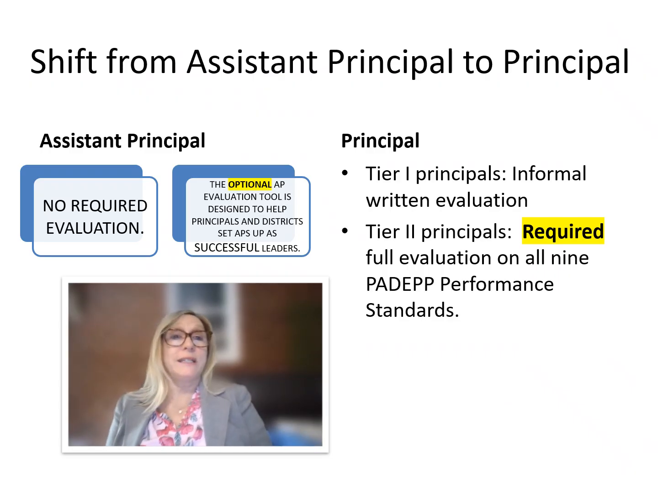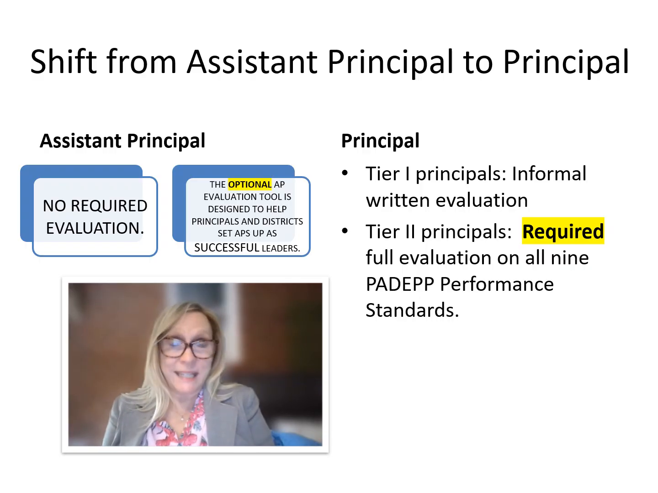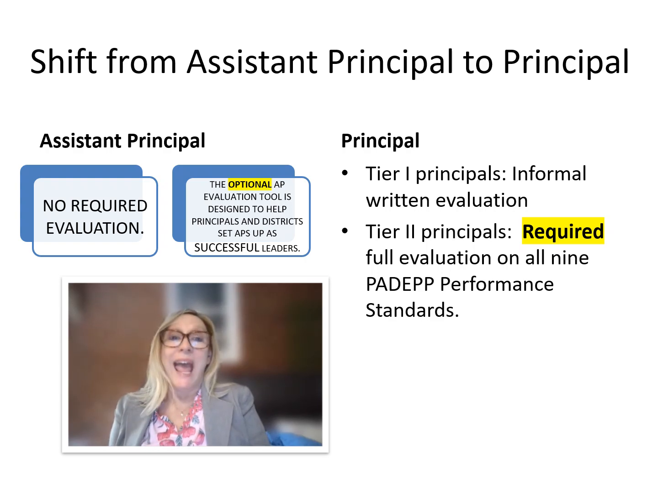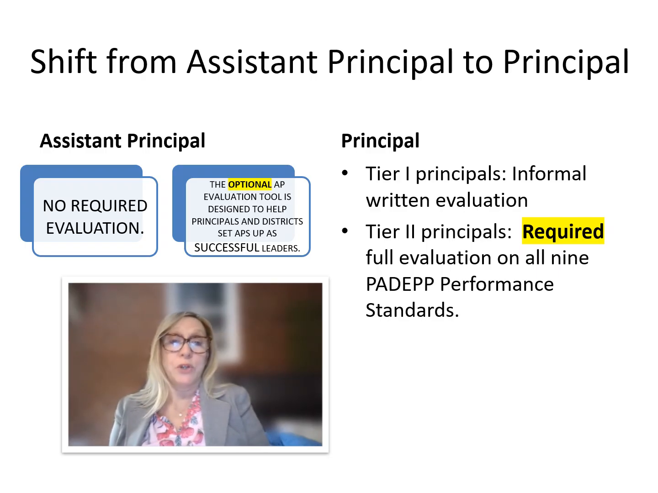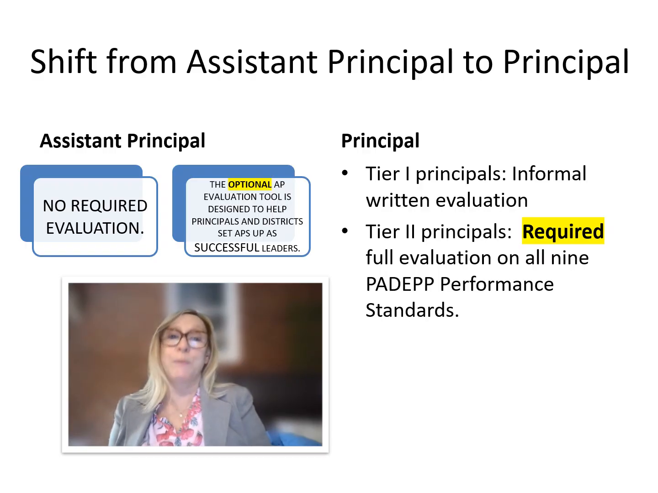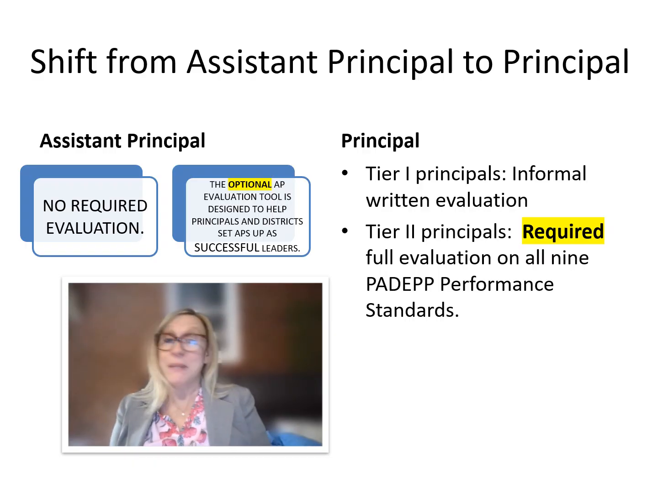So let's talk for just a second about the shift from assistant principal to principal. When you are an assistant principal, as you are now, there is no required evaluation. However, there is an optional AP evaluation tool that can be used to help set our principals up for successful leaders as principals. But remember, optional. So sometimes it doesn't get done.